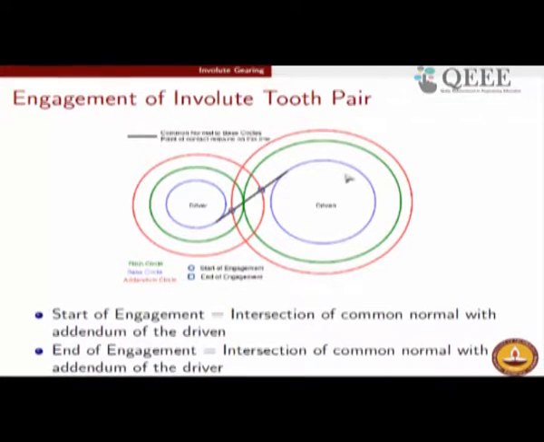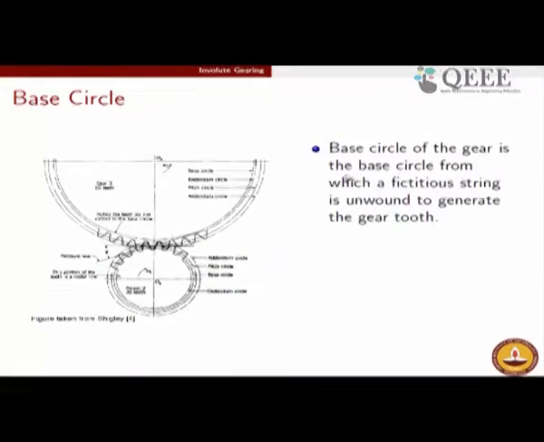Now, you have realized that there are many circles that we are talking about in gears. There are the addendum circle, the dedendum circle, the base circle, the pitch circle, and so forth. The two important circles which arise in the context of interference study are the base circle and the dedendum circle. Let us once more look at that carefully.